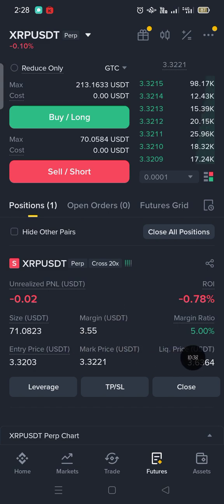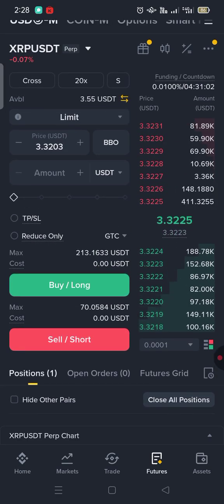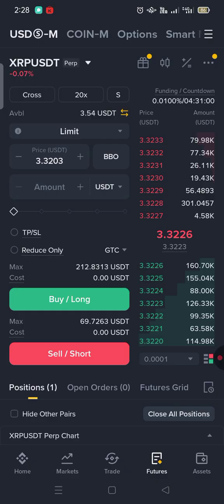I don't know whether I'm understood. If you don't understand, guys, let me know. I will do another video about that, or you can also watch other people's videos on the difference between cross and isolate. So that is that. Let us go to isolate. What is isolate trading?